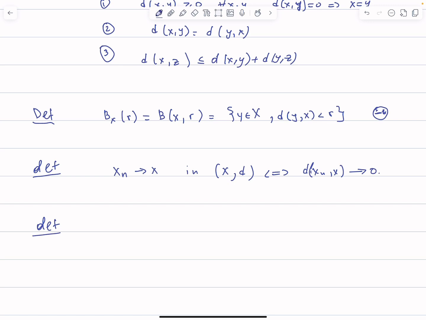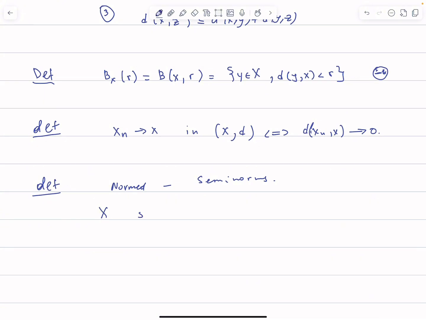Another definition for normed spaces and seminorms. X is a set which is a vector space. We know that a vector space is a space where there is linearity and there are 8 axioms. Vector space has addition and multiplication by a constant from R.